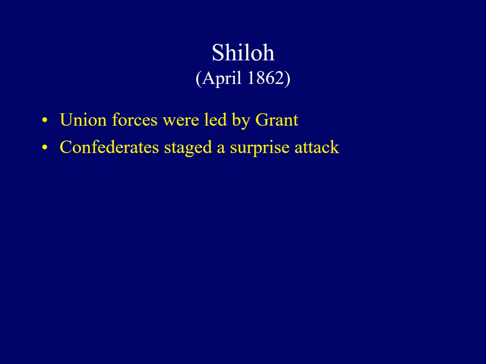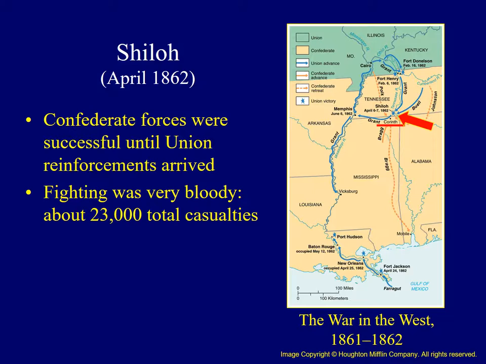Corinth is underlined on the map here, while the arrow points to Shiloh. In the ensuing engagement, the Confederates were successful until Union reinforcements arrived. The fighting was incredibly bloody. Overall, the battle involved over 77,000 soldiers, and 23,000 were either killed or wounded.